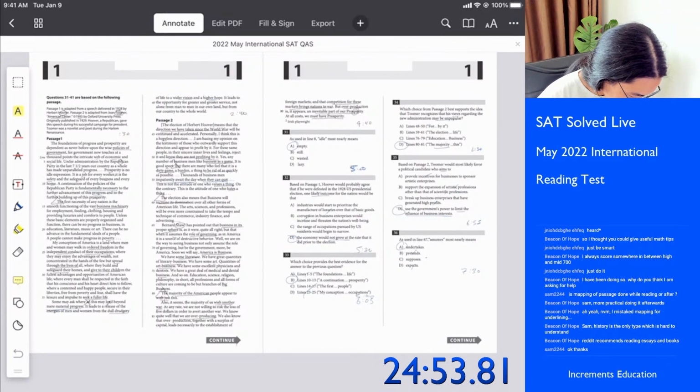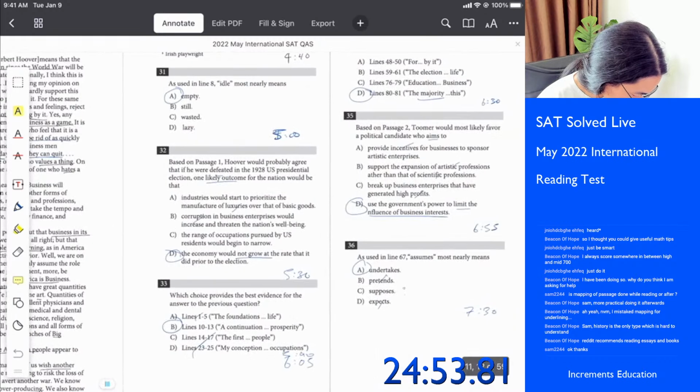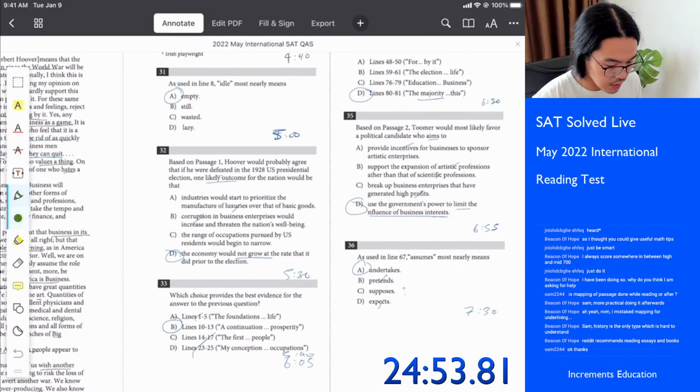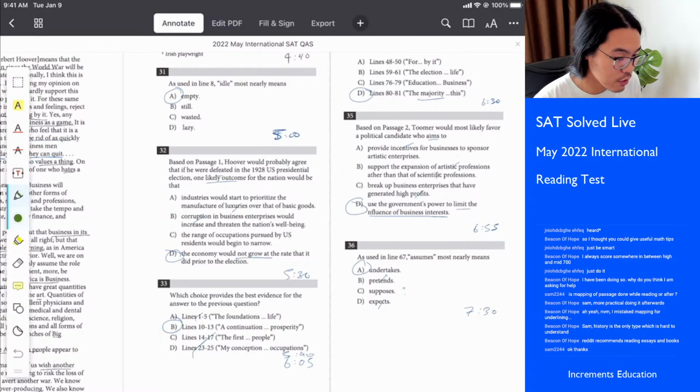All right, here we go. Questions 31 to 41. I guess I could just get rid of this timer, by the way. My shortcuts are not working. Timer, go away. Timer, go away. Okay, there. Just manually have to do that.